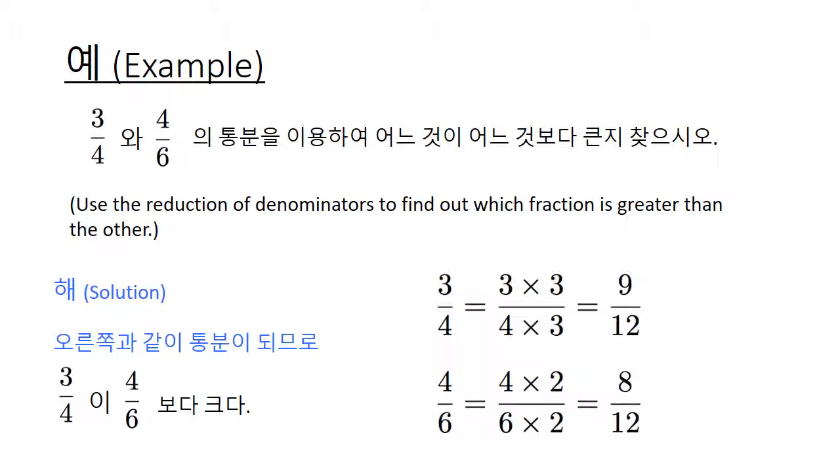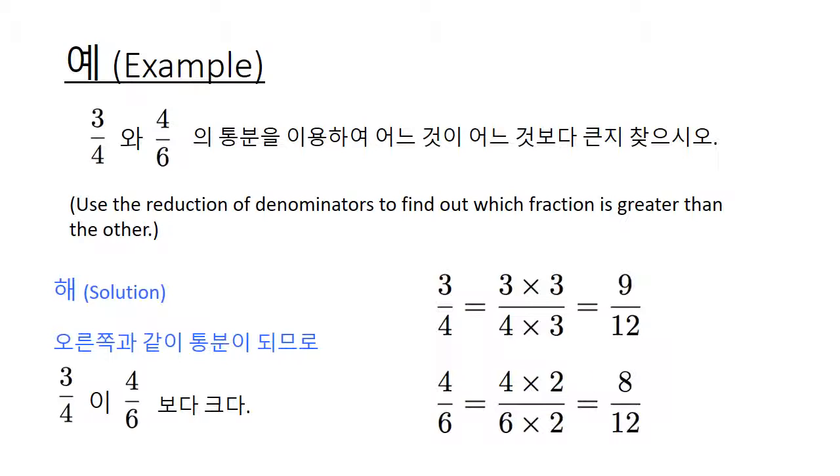Here's another example. 4분의 3과 6분의 4의 통분을 이용해서 어느 것이 어느 것보다 큰지 찾으시오. So use the reduction of denominators to find out which fraction is greater than the other. First, we have to make the denominators the same. We can multiply 4 by 3 to get 12, and we can multiply 6 by 2 to get 12, so we're going to use 12 as our common denominator.